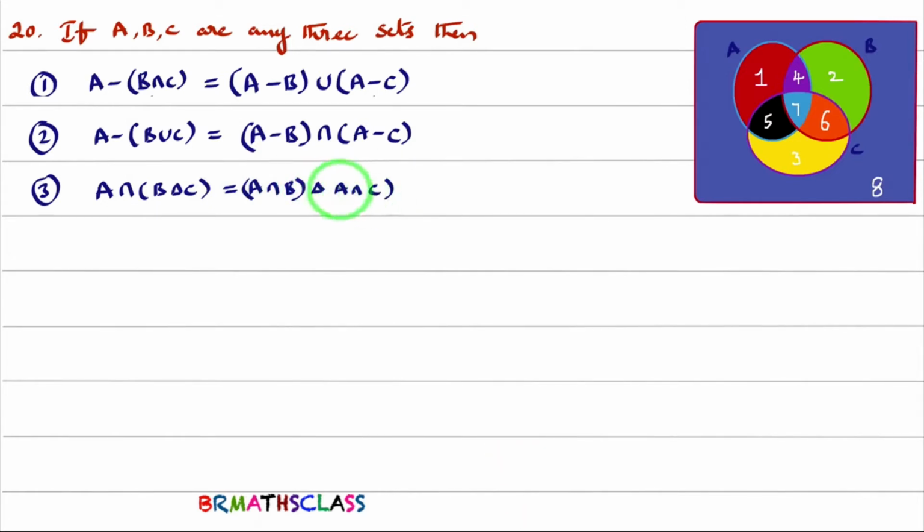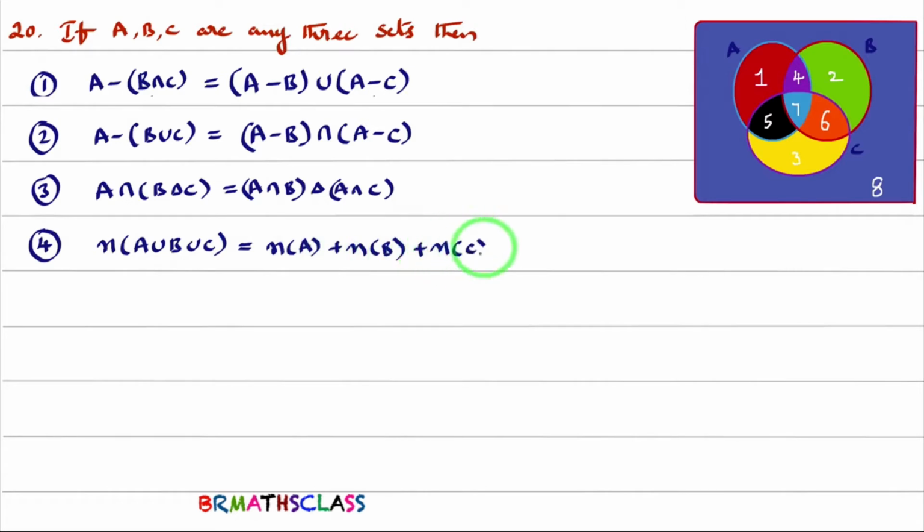A intersection, n of A union B union C. What is the formula for n of A union B union C? That is n of A plus n of B plus n of C minus n of A intersection B minus n of B intersection C minus n of C intersection A plus n of A intersection B intersection C.